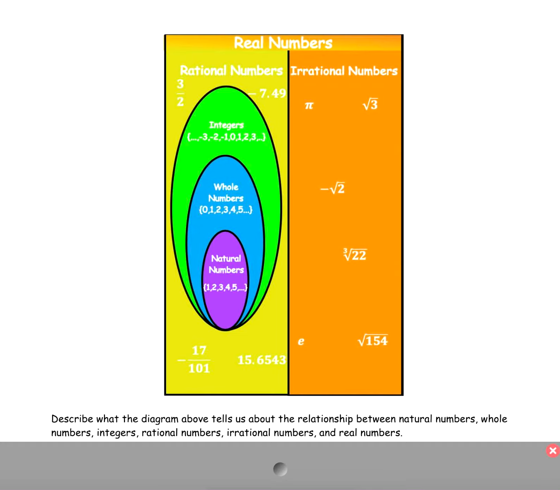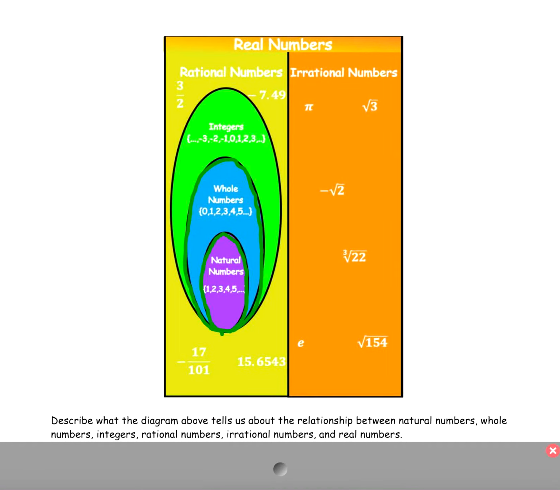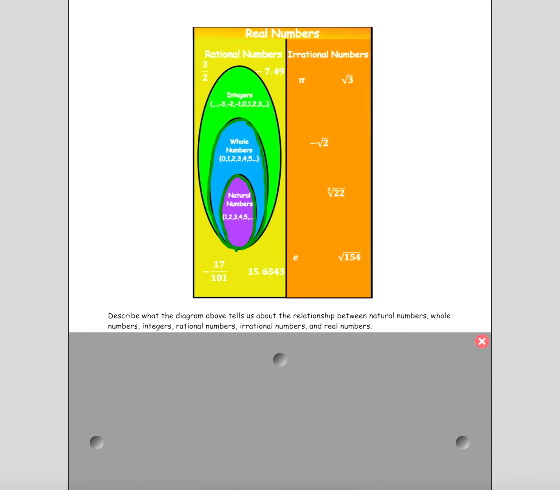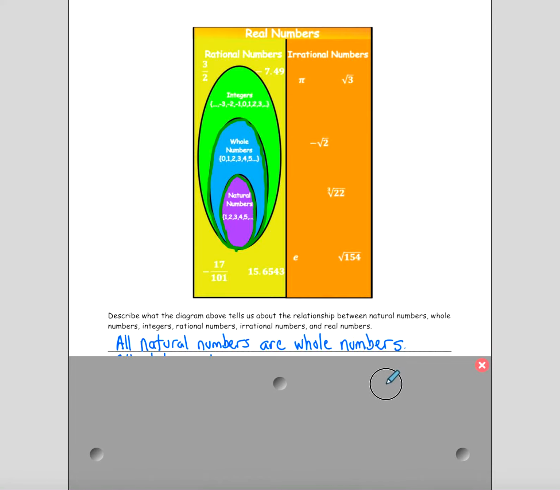So, when we want to describe what the diagram tells us about the relationship between natural numbers, whole numbers, integers, rational numbers, and irrational numbers, let's first take a look at how natural numbers and whole numbers are related. Because natural numbers are from 1 to infinity, 1, 2, 3, 4, 5, 6, 7, 8, 9, and whole numbers are just 0, 1, 2, 3, 4, 5, 6, 7, 8, 9, we can say all natural numbers are whole numbers. And it's just going to keep on going like that.